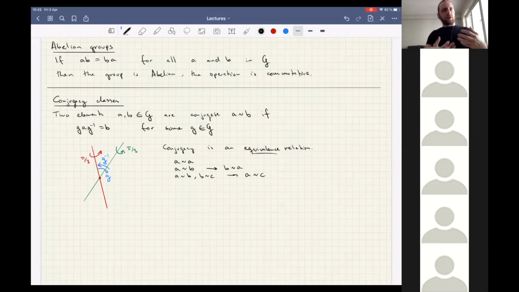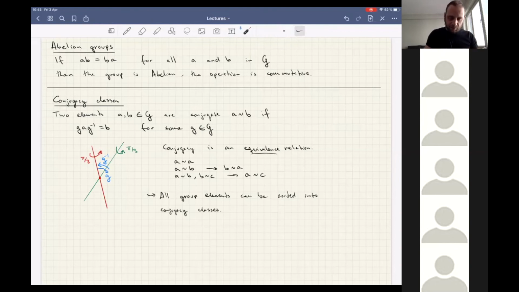And this means that you can sort all of the group elements into so-called conjugacy classes or equivalence classes. So all group elements can be sorted into conjugacy classes. For example, in the case of three-dimensional rotations, I can sort all the rotations into conjugacy classes, which will be rotations of a fixed angle. So all rotations by an angle pi third will be conjugate to each other. Those form one conjugacy class. Another conjugacy class will be all rotations by an angle pi half.